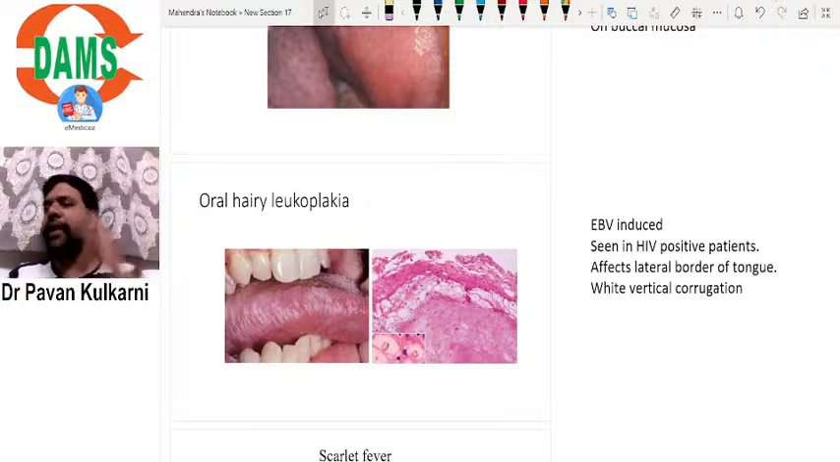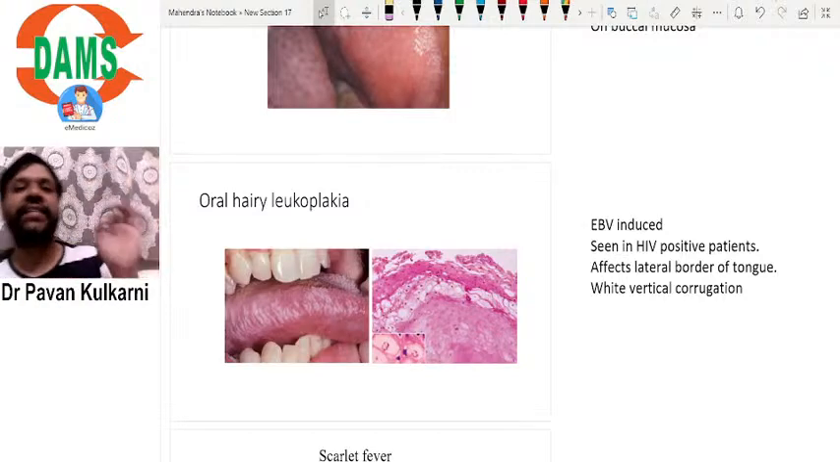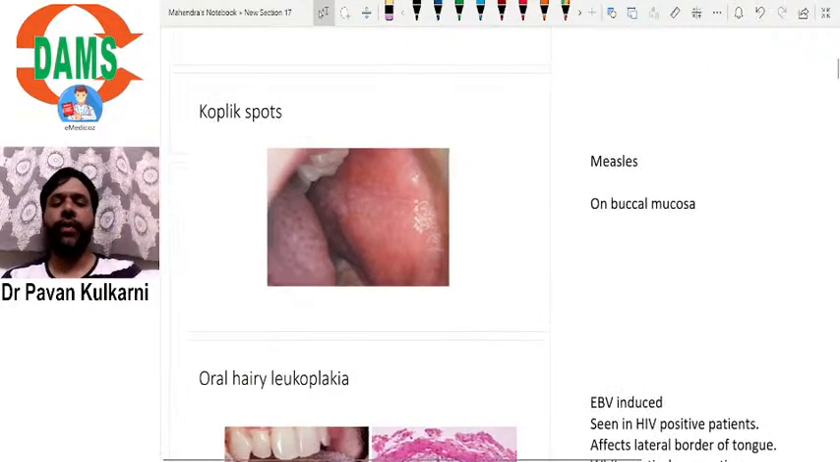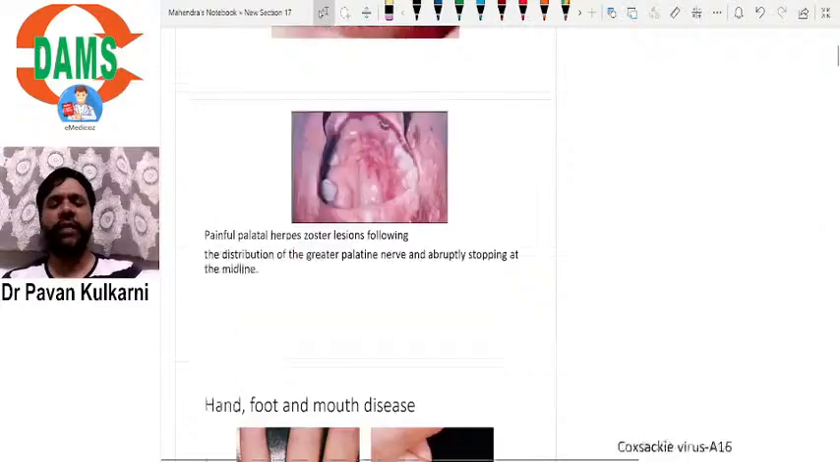So all these points are important. The image itself is very important. If you see white striations on the lateral border of the tongue, immediately what should come to your mind is oral hairy leukoplakia. Okay, so all these are the viral infections that I just wanted to cover here. That is mainly the herpes. So these images are very important.